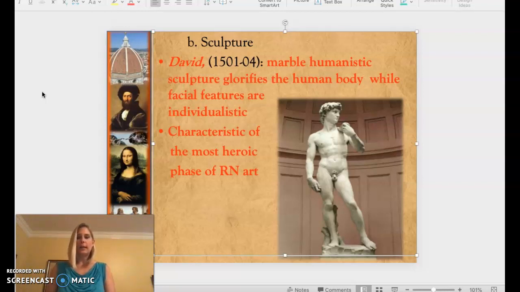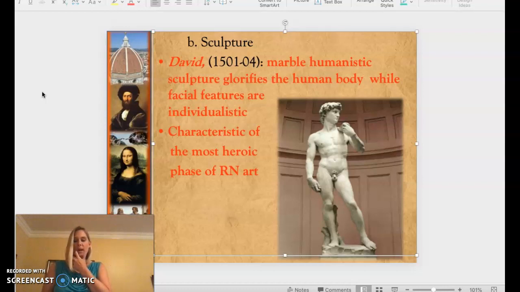You can see here that it is made out of marble, which is different from Donatello's David, which was bronze. Already told you Donatello's David was only about 5 feet tall, whereas Michelangelo's is at least 17 feet. Again, when you look at it in its entirety.